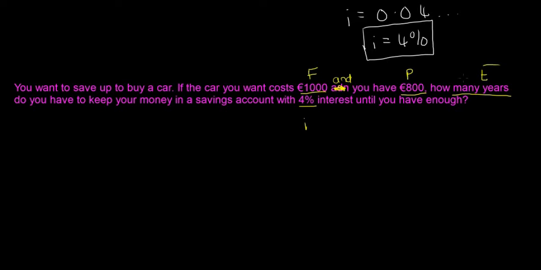In this case, we're looking for t, how many years. So the first thing I'm going to do is write out the formula. F is equal to p by 1 plus I to the power of t. So we're looking for this t. It's a power or an index or an exponent, or whatever you want to call it. So that means if we want to get that power down, we're going to need to use logs.